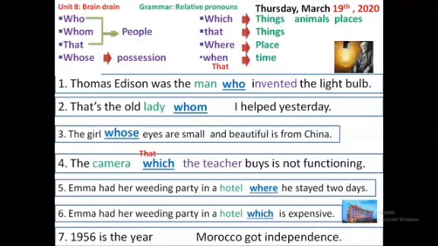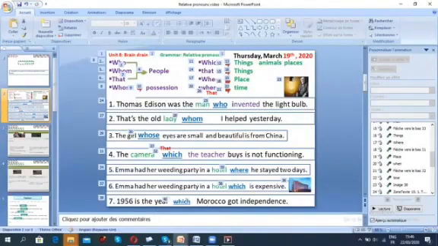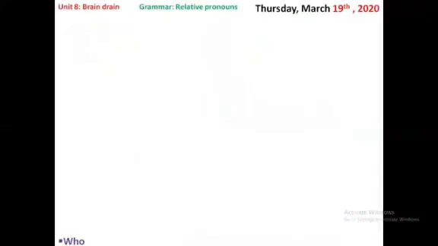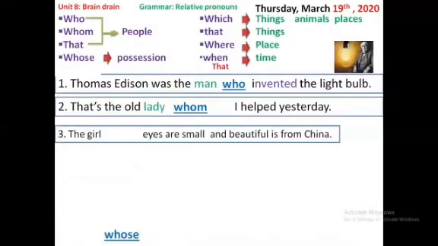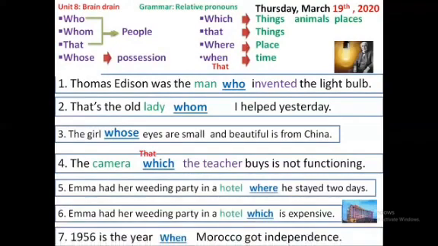The last example, 1956 is the year Morocco got independence. The year, that's time. So with time, it's very easy. You can say "which", oh, sorry, we have to say "when". We have to correct it immediately. So we can say, "1956 is the year when Morocco got independence."